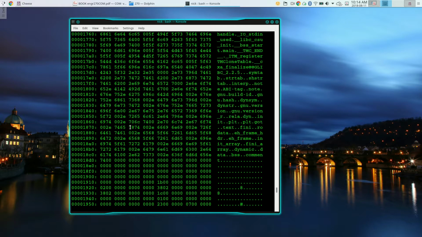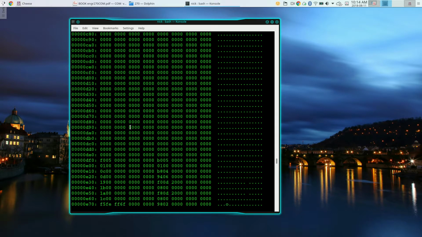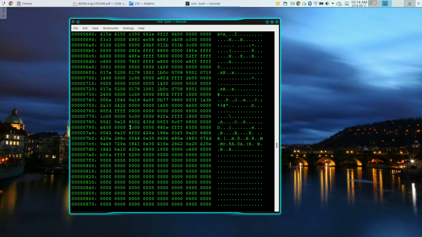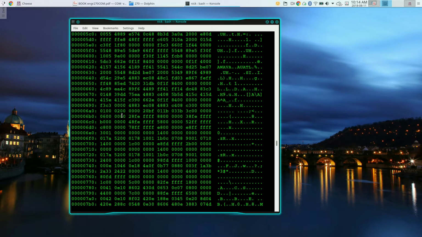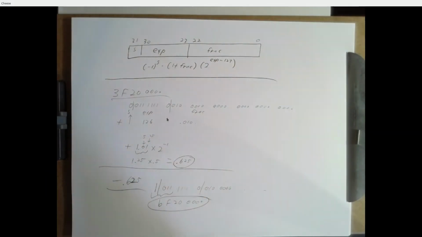And let's go ahead and look at locations around 6A0 again. And at 6A0, here's our number, and sure enough, it's BF200000, and that's what we calculated negative 0.625 should be. So this stuff really works, right?